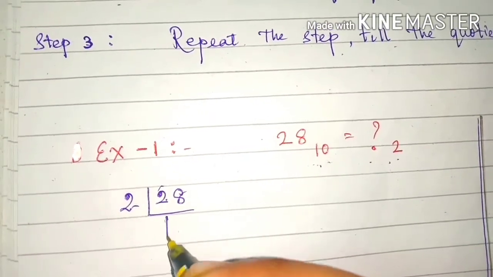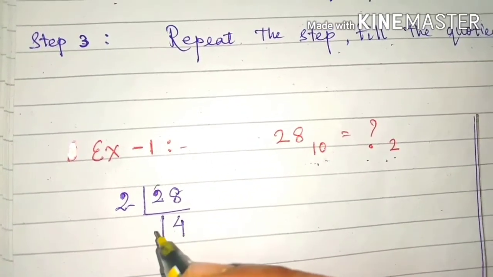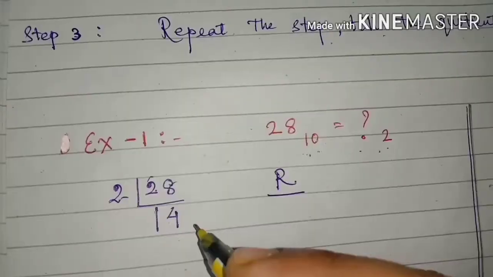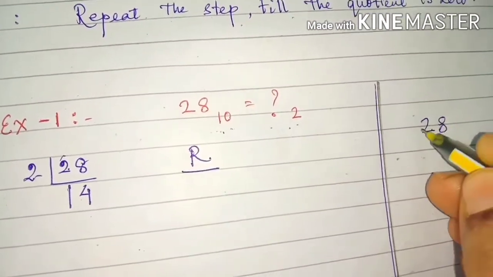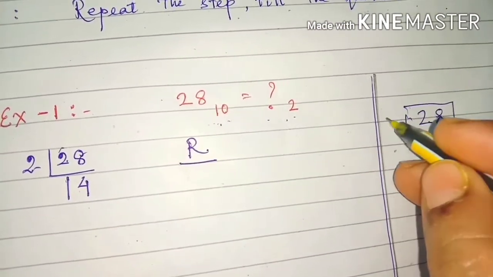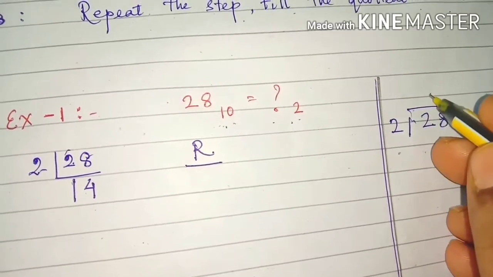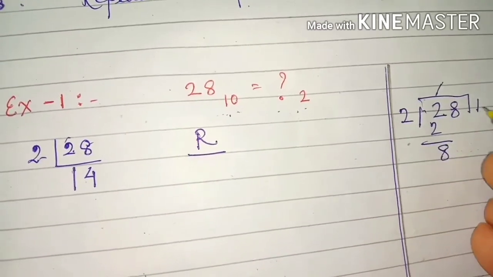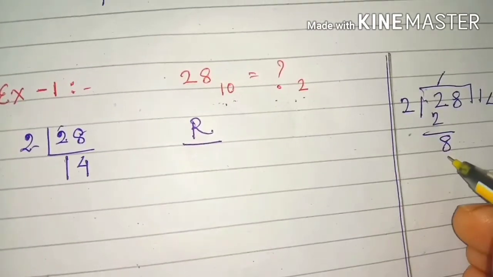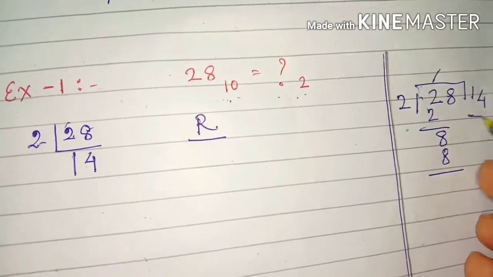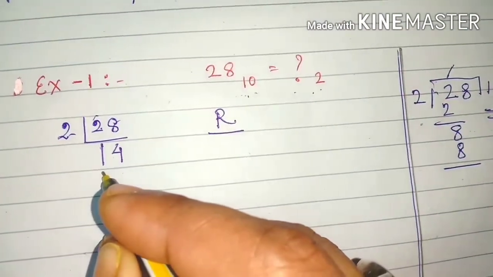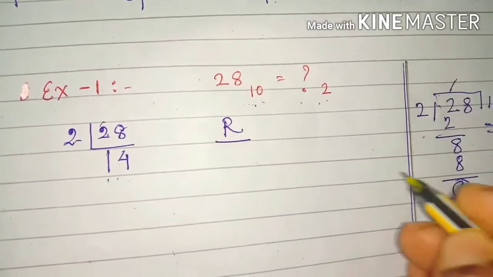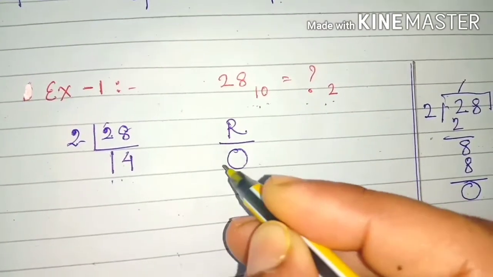Quotient. This quotient will be 14. We'll collect the remainder here. That is, no remainder will be there. See, if we divide 28 by 2, what will we get? 2 ones are 2 and 2 fours are 8, that is 14. This is the quotient, so we are writing the quotient here. And what is the remainder? Nothing, so the remainder is 0. We will write the remainder here, 0.